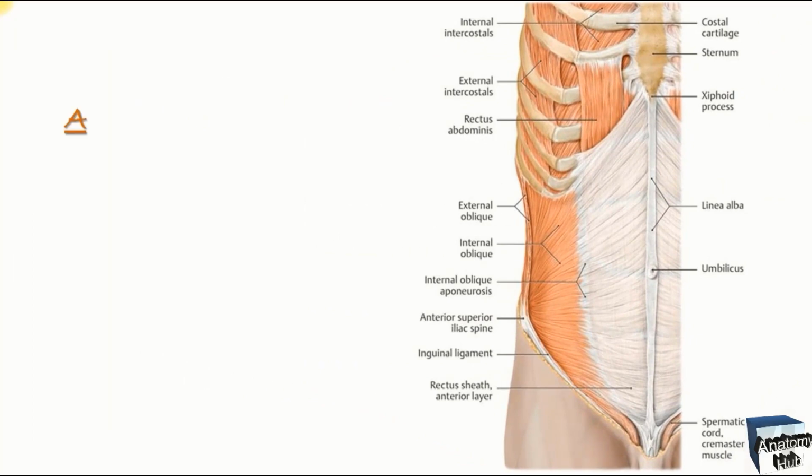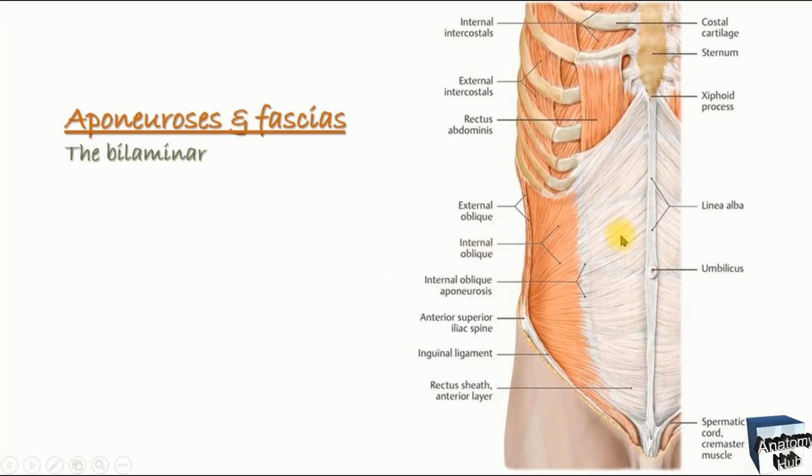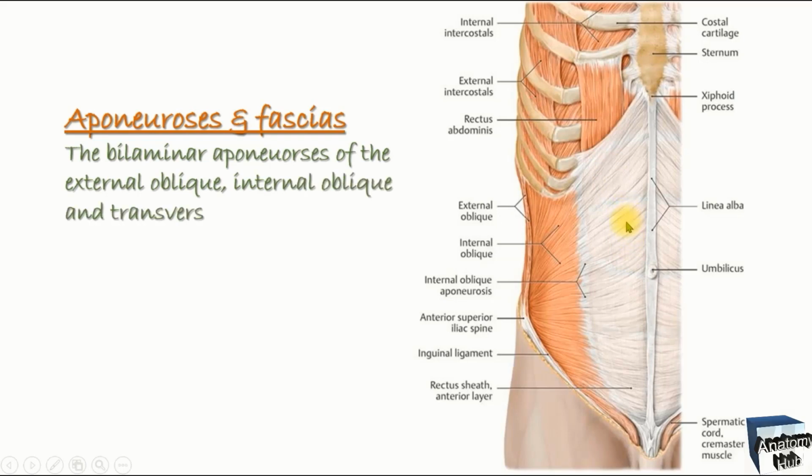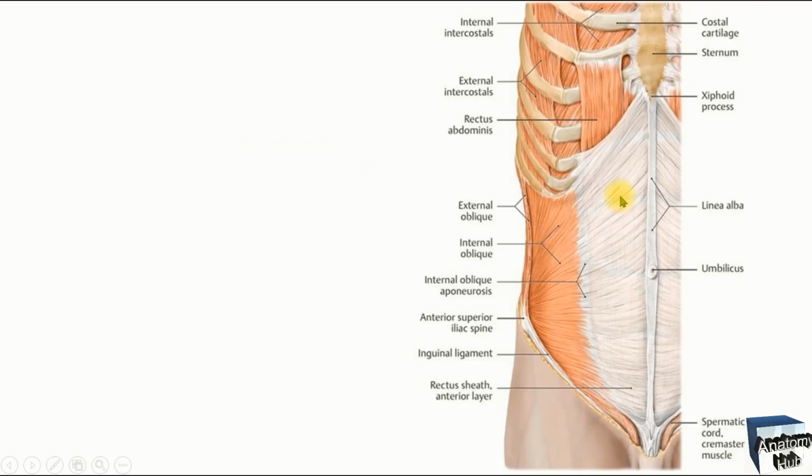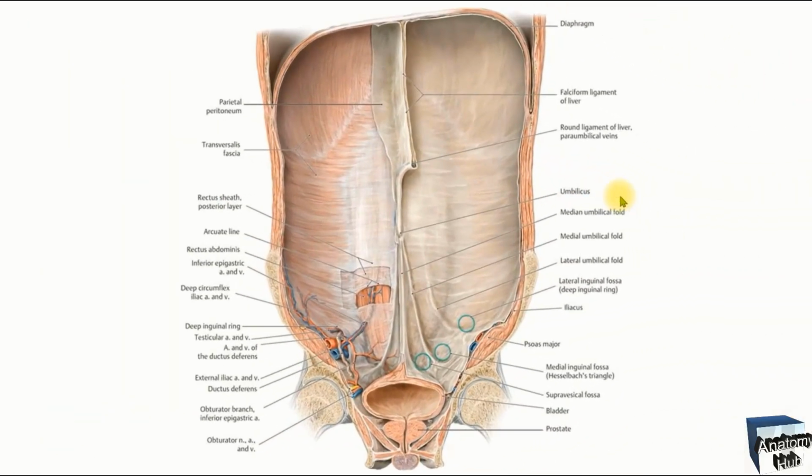Here you'll find the bilaminar aponeurosis of the external oblique, the internal oblique and the transverse abdominis form a sheath around the rectus abdominis muscle. Here you'll find the inner layer of your anterior abdominal wall. What we have discussed is the anterior wall. Here you'll find the inner wall of your anterior abdominal wall. All the structures that you can find over here we'll discuss later on in our next video.